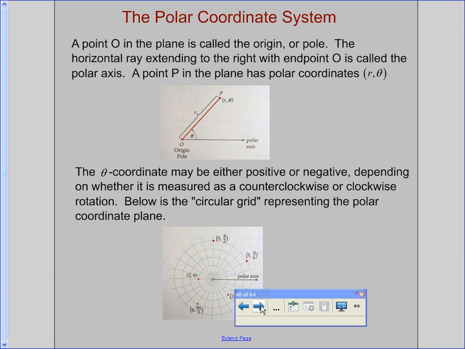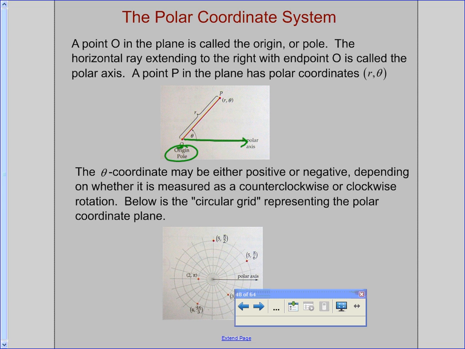So I'm going to start by explaining what the polar coordinate system is. If you have a point O on a plane, and we see the point O here, it's the origin, also called the pole. And the horizontal ray extending to the right with the endpoint O is going to be called the polar axis. So what we have here in green is the polar axis, and you can think of it like your unit circle, where you have 0 as the angle. That's going to be your polar axis.